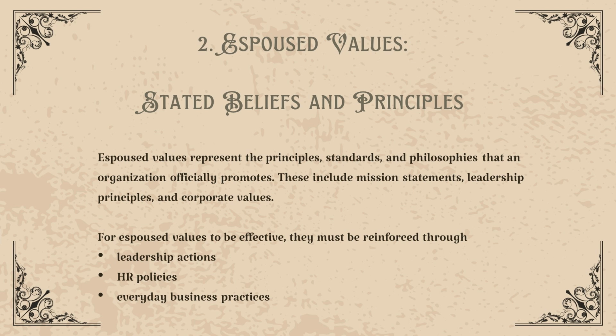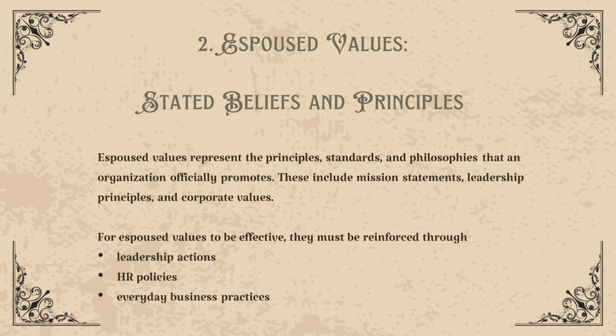However, a gap can often exist between what a company says it values and what actually happens in practice. For example, a company may claim to value work-life balance, but if employees feel pressured to work overtime regularly, the real culture contradicts the espoused values. When there is inconsistency between stated values and actual workplace behavior, employees become disengaged and lose trust in leadership.